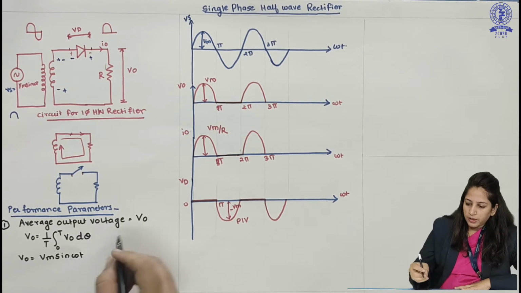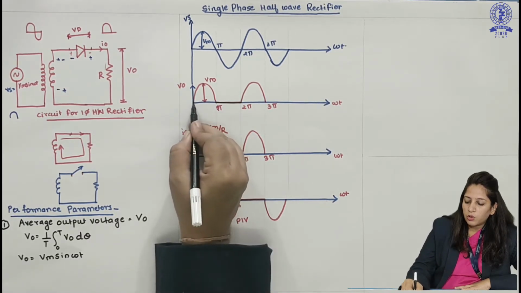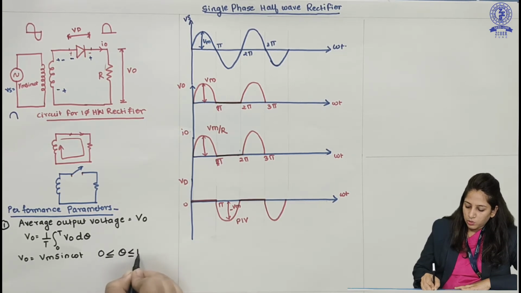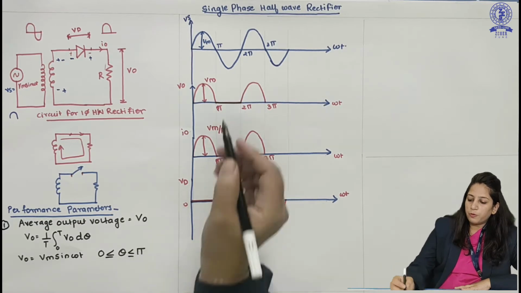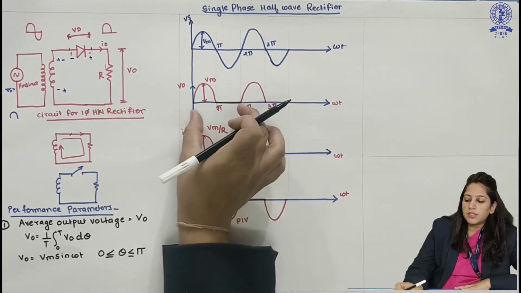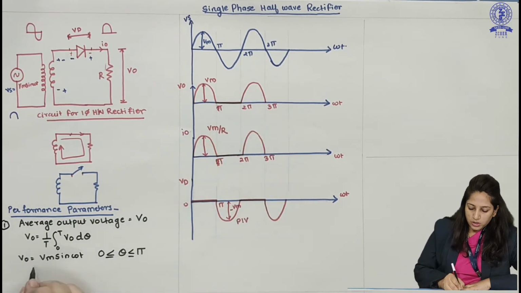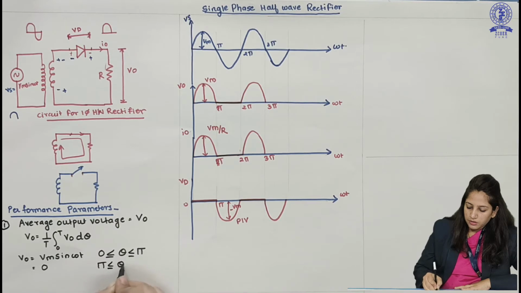This is when my angle theta is from 0 to pi. But what from pi to 2 pi? Because we are considering the whole cycle here. So from pi to 2 pi it is 0.